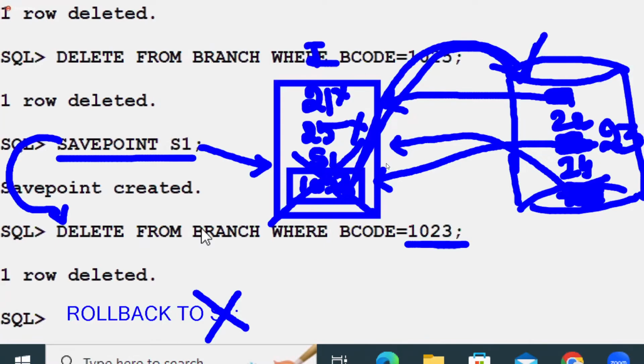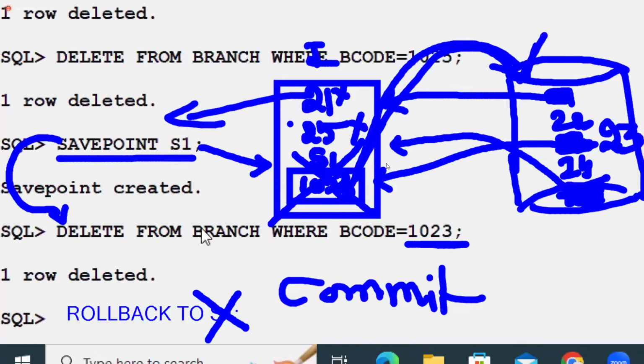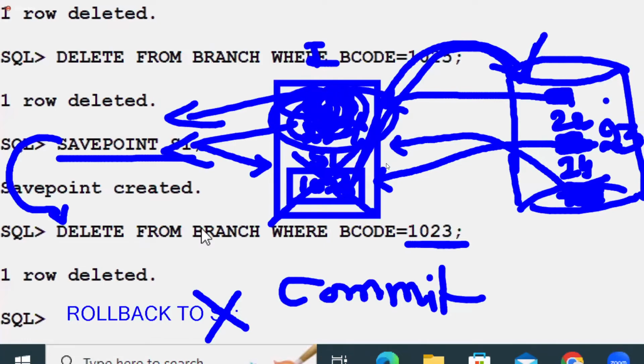If you don't want 2125 in the future, what do I use? Commit. Committed means whatever data was in the instance is permanently deleted. So the data is not in instance memory and not in the database. Finally, how many records are there in my table? Only three: 2022, 2023, 2024. 2125 is not there.